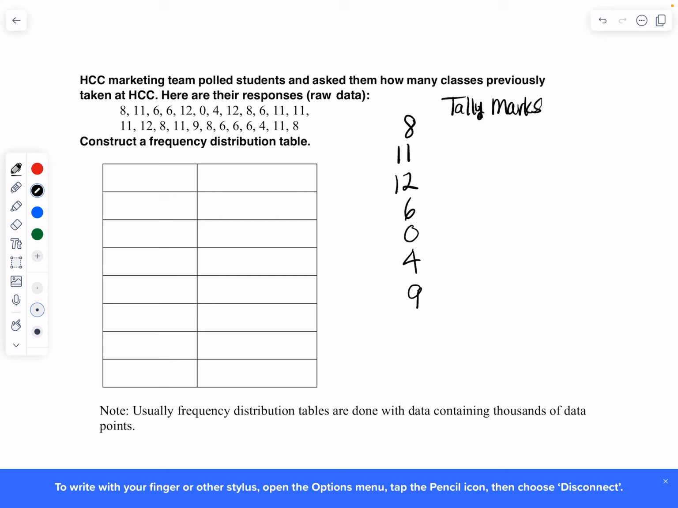Okay. So let's look at 8. And I'm going to cross these out as I find them. So 1, 2, 3, 4, 5. 1, 2, 3, 4, 5. Okay. Let's look at 11. So 1, 2, 3, 4, 5, 6. All right, let's look at 12.